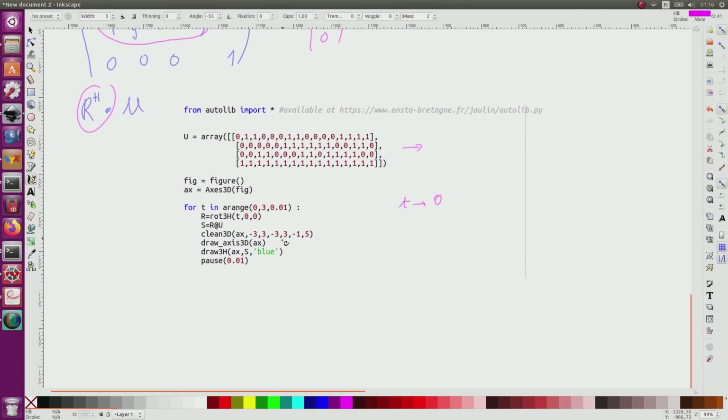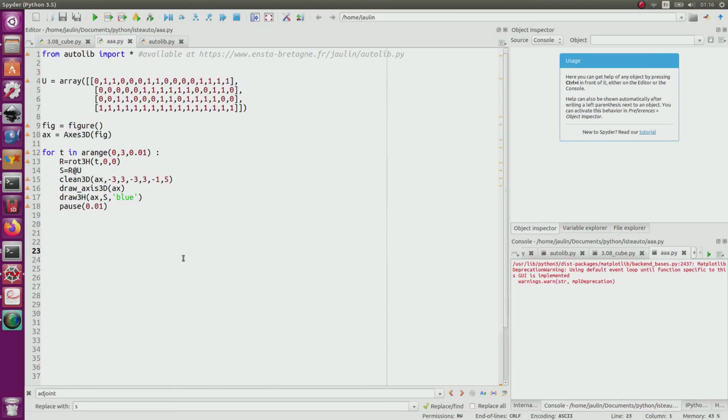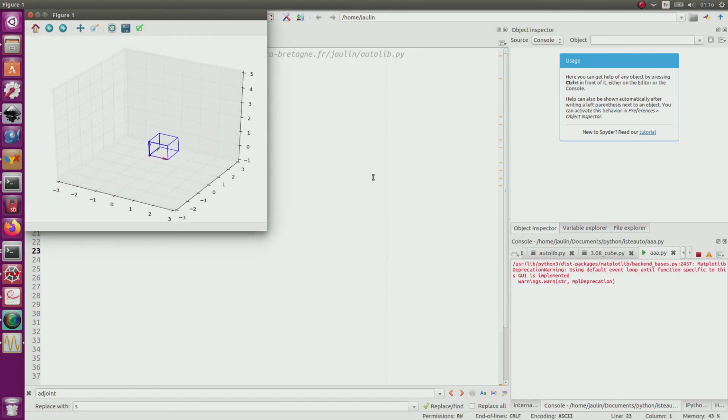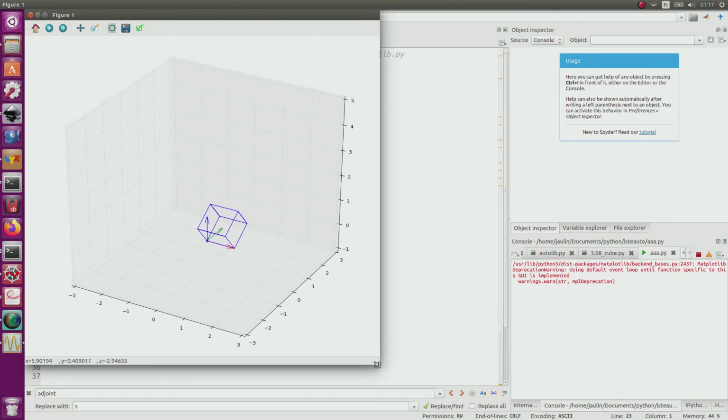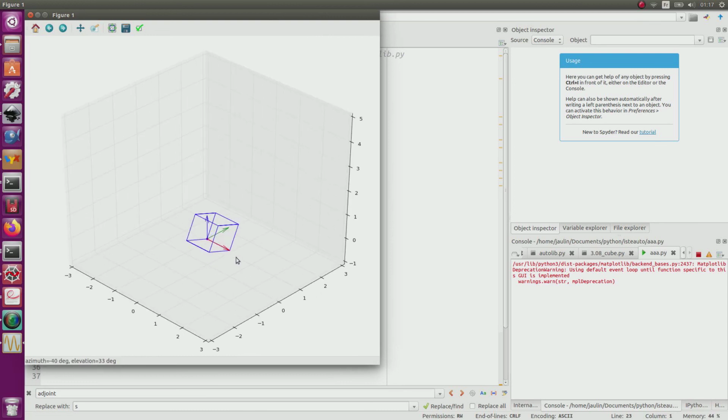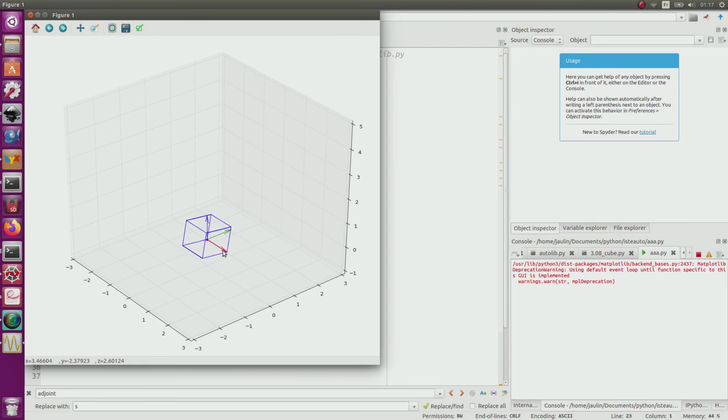Then now I clean, I erase the previous picture. I draw the axis again, and then I will draw the rotated sketch. I switch to Python. It is now this one. I run my program, and I see my cube rotating around the x-axis, which is here red.